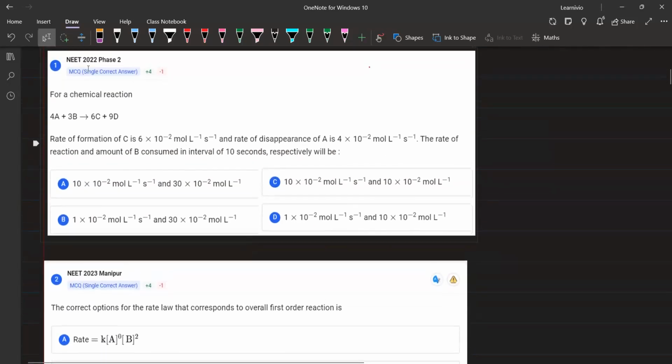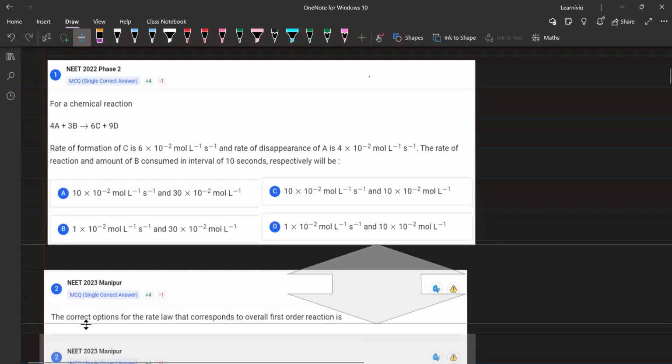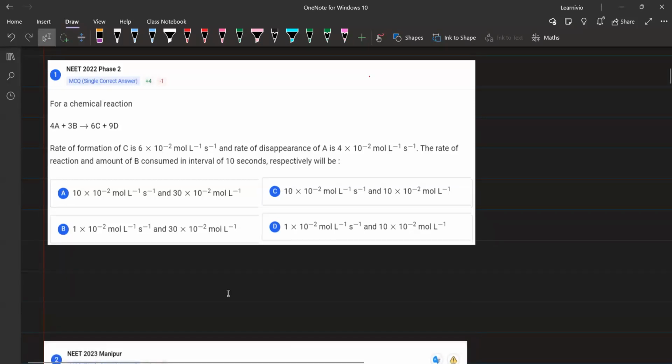Similarly, try this one also. This may look like too many numbers, but all of those numbers will be cancelled out, so you don't have to do much. The rate of formation of C is given as this. The rate of disappearance of A is given as this. The rate of reaction and the amount of B consumed in an interval of 10 seconds will be.